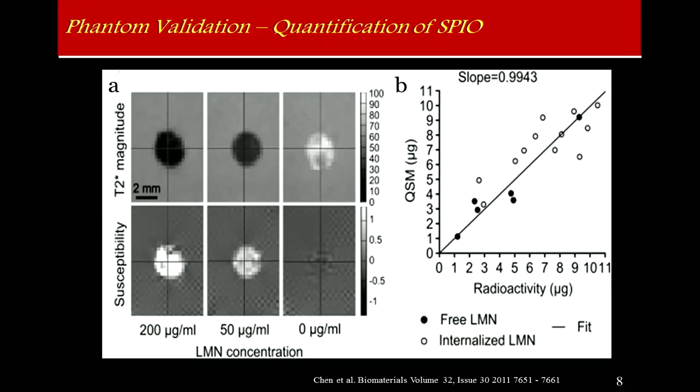Here is another phantom validation. Here the SPIO nanoparticles are also radiolabeled with radioisotopes, so we are able to quantify the SPIO not only using QSM, but also using scintillation counts that record the radioactivity. On the left figure, we see the T2 star weighted images and the susceptibility maps of the different concentrations of SPIO. With increasing SPIO concentration, the susceptibility value becomes higher and higher, indicating it is more paramagnetic. This quantification agrees very well with the radioactivity measured using the radioisotopes.